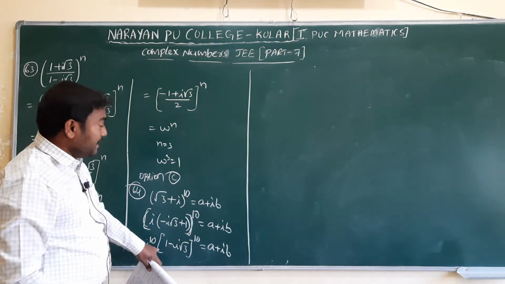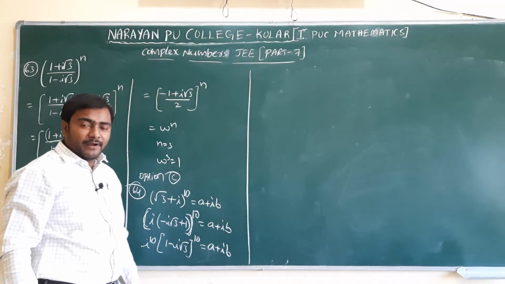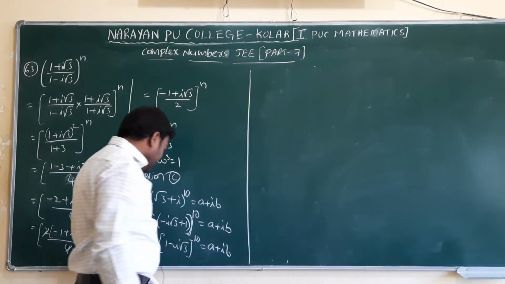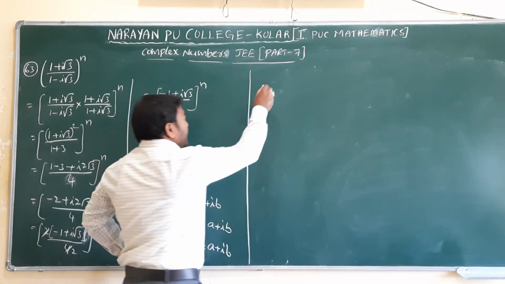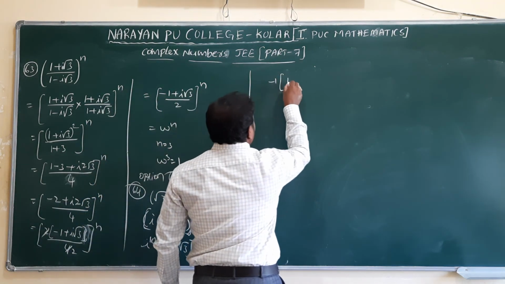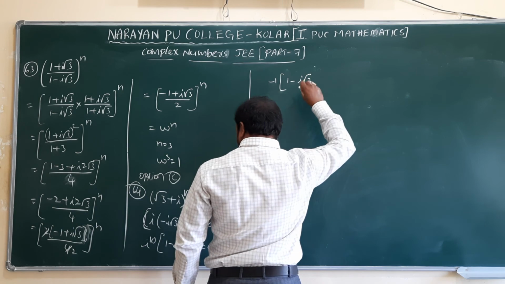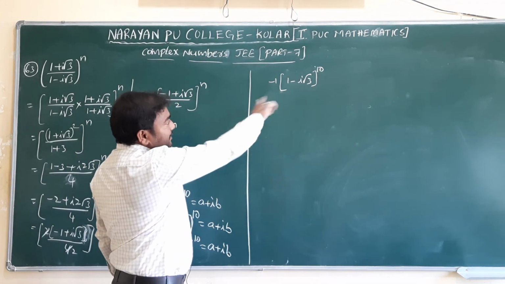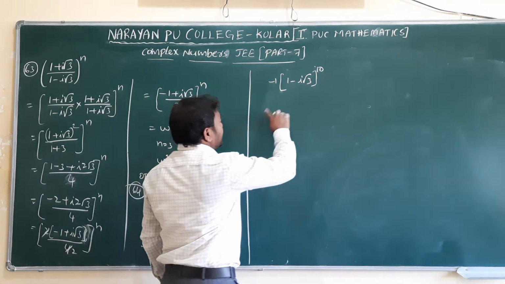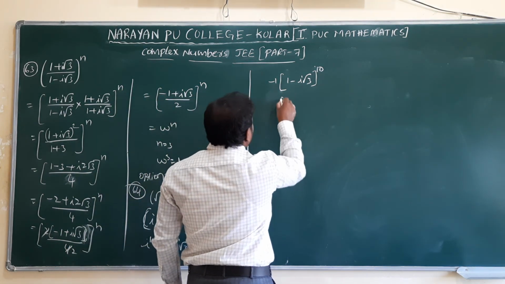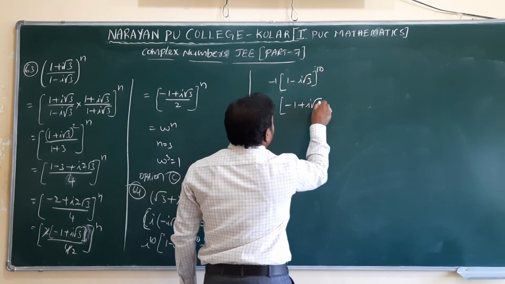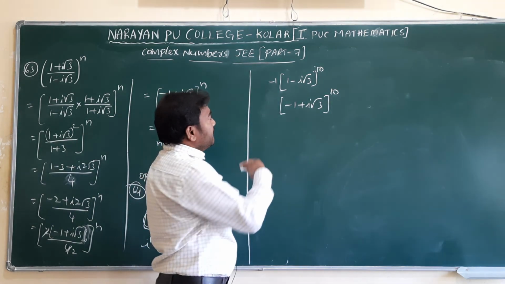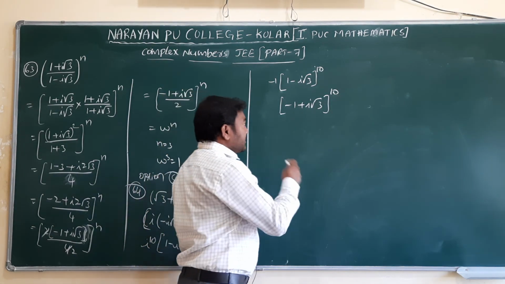Sorry, this method is getting very lengthy, so here we write a shorter method. So i power 10 value, what do we get here? Minus 1. So minus 1 into (1 − i√3) whole power 10. Now here I multiply by minus 1, so what we get is (−1 + i√3) whole power 10 here. Already we know this value, so otherwise we have taken it like this.